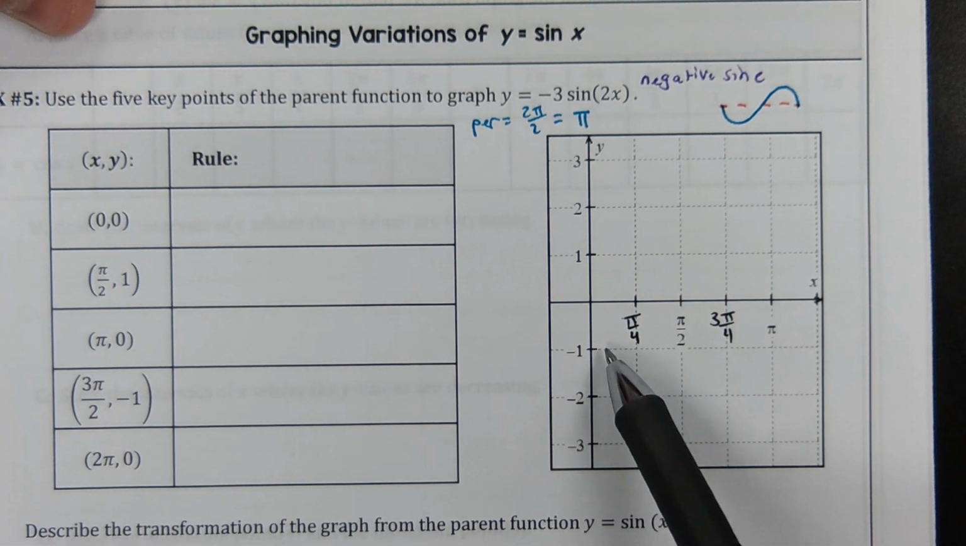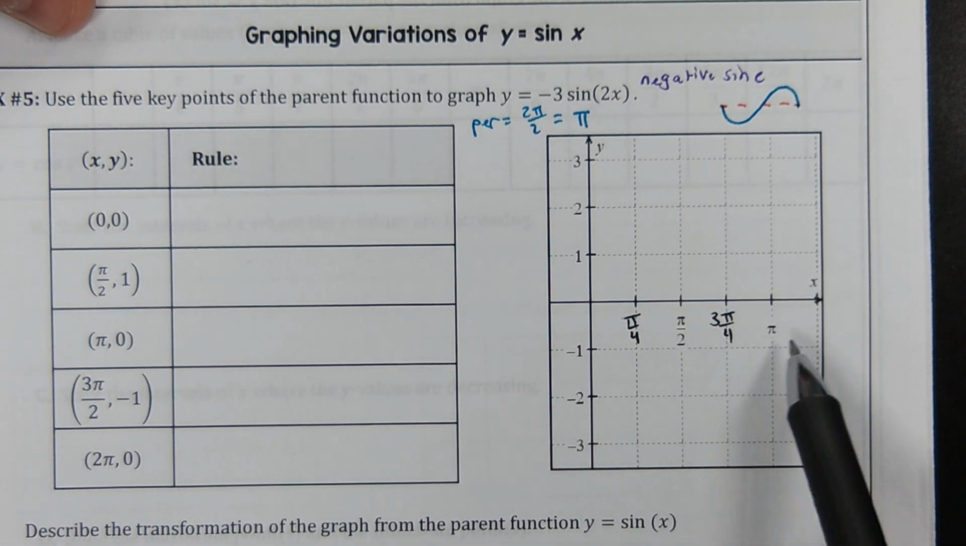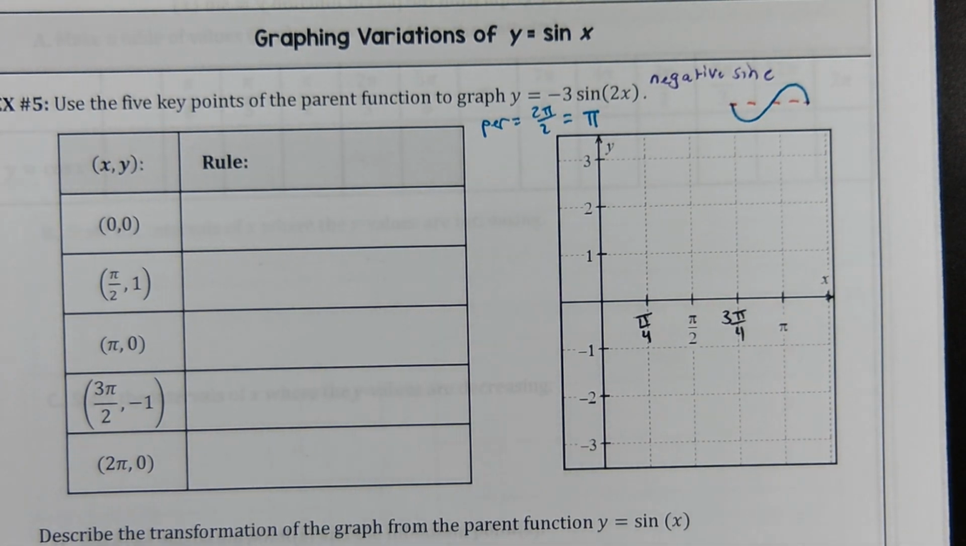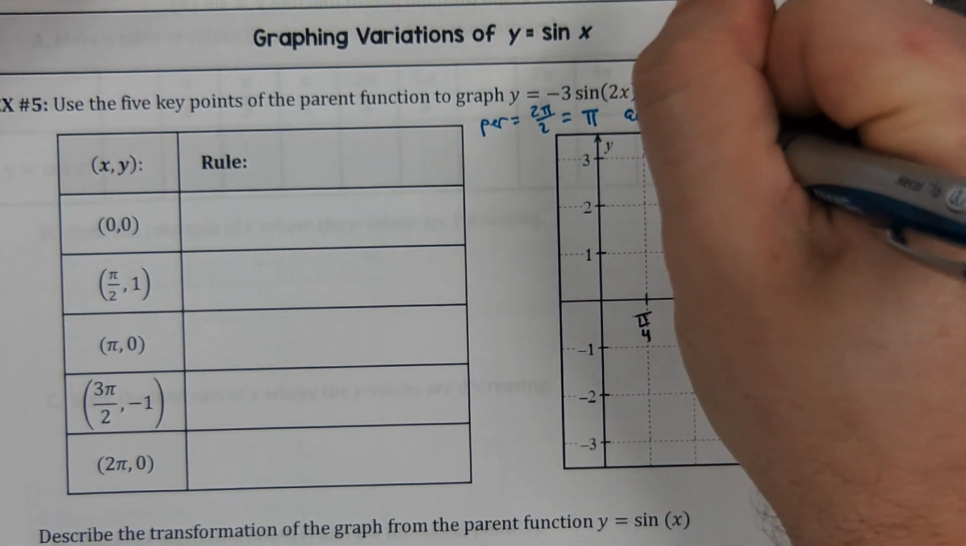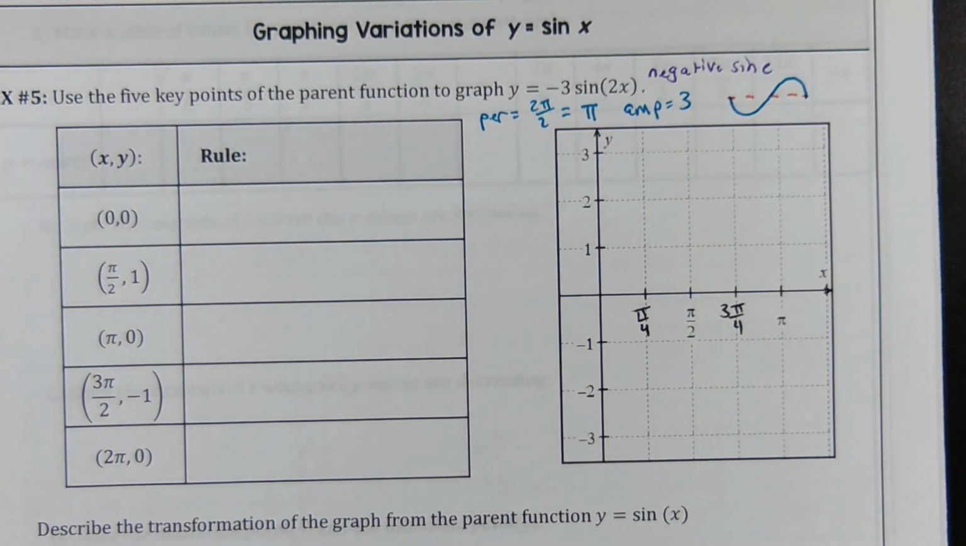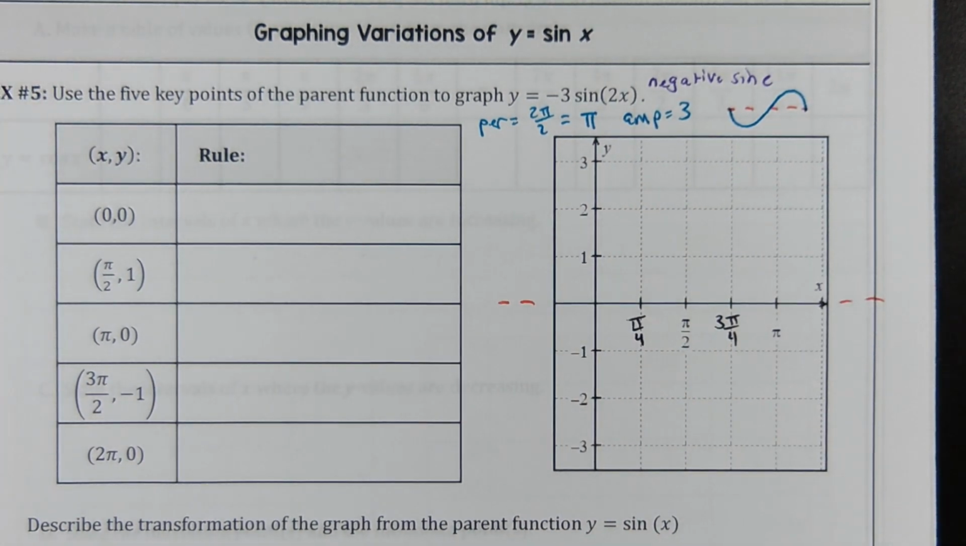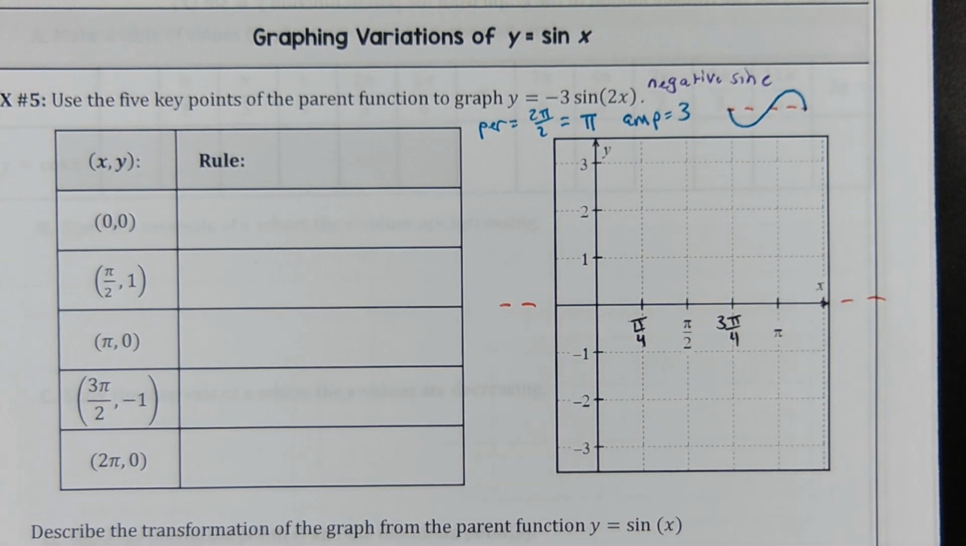So if this is 1 pi over 4, this is 2 pi over 4, 3 pi over 4, 4 pi over 4. So you're counting by pi over 4s. And the amplitude is 3. Since it has not been shifted up or down, I know that my midline is still the x-axis. So I'll go up to +3 and down to -3. Because I haven't been shifted left or right, I know I'm still going to begin at the origin.